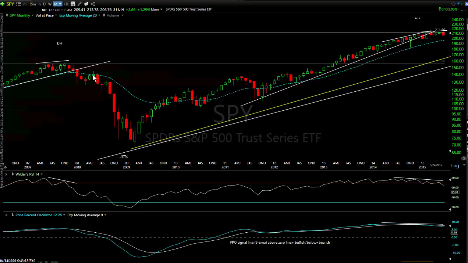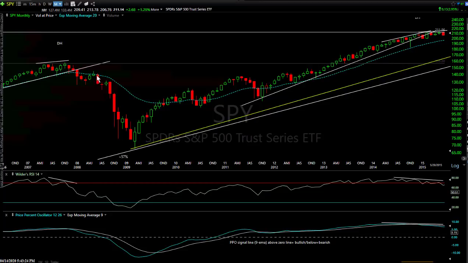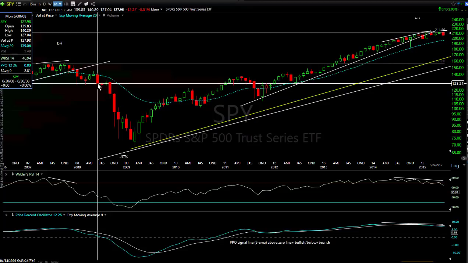So you can see we closed the month back down below it. So that was another successful test from below. And then the following month in June, that was May's candle right there. And then June, we tried again. We tested and then closed the month solidly below. And that's when the market gave up the ghost.